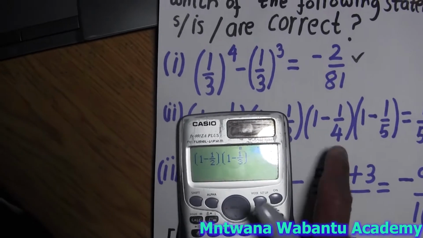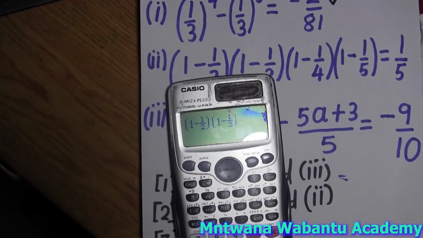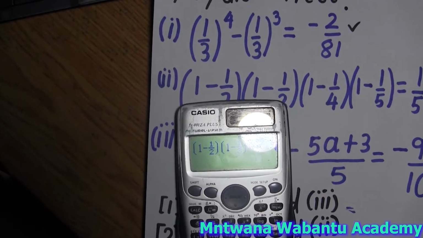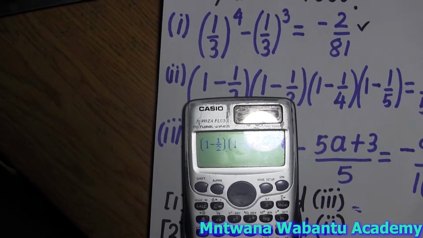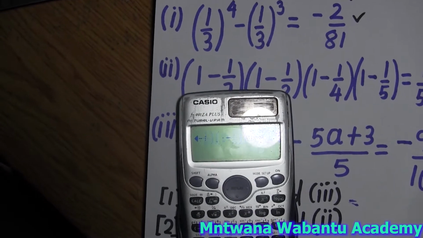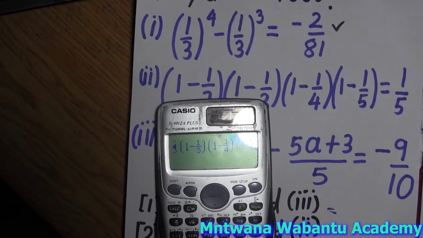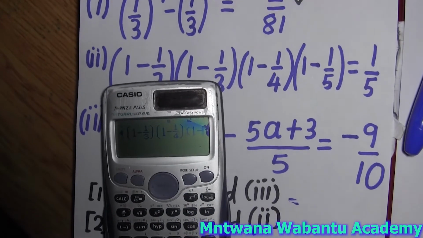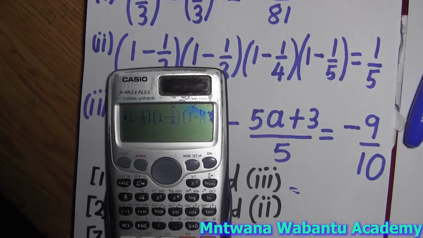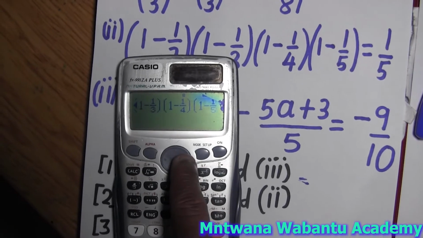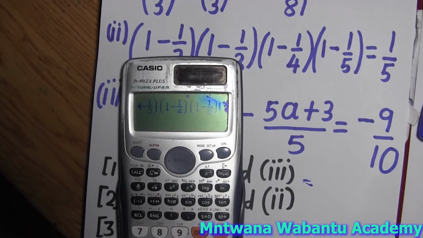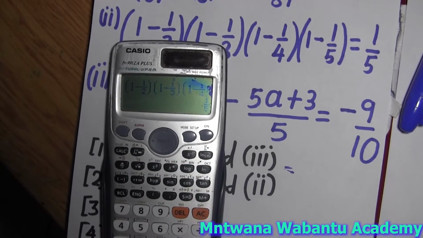Now we go for the next one, 1 over 4. Open the bracket, 1 minus fraction 1 over 4, close the bracket, and open the last bracket, 1 minus 1 over 5. Close the bracket and we see 1 over 5. Yes, it's true also.